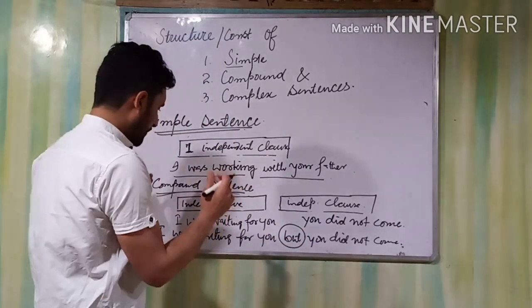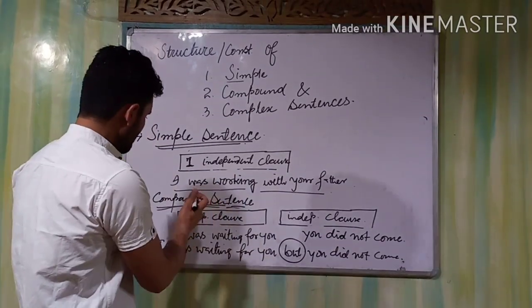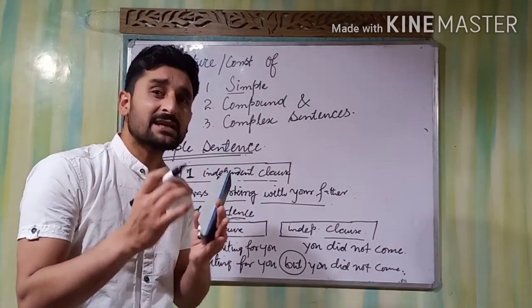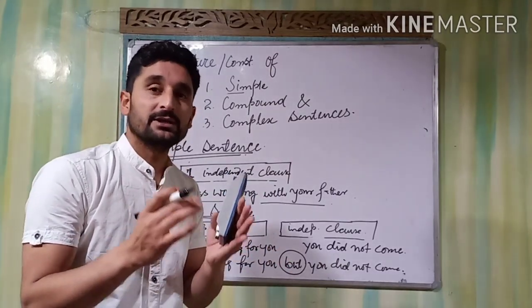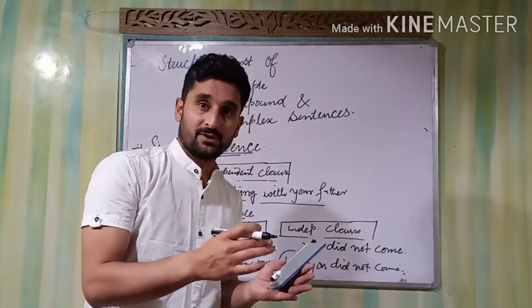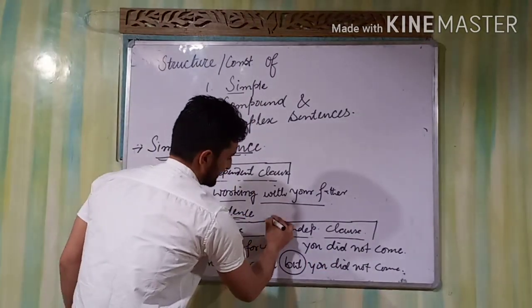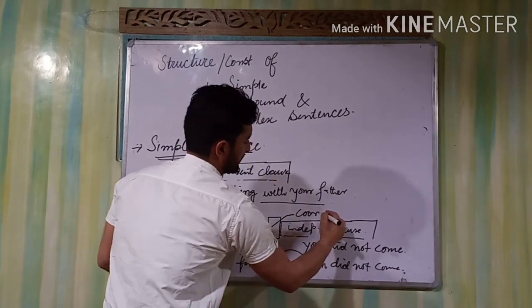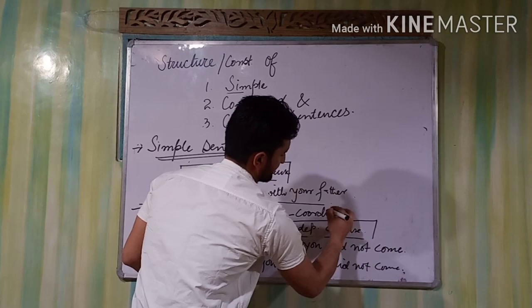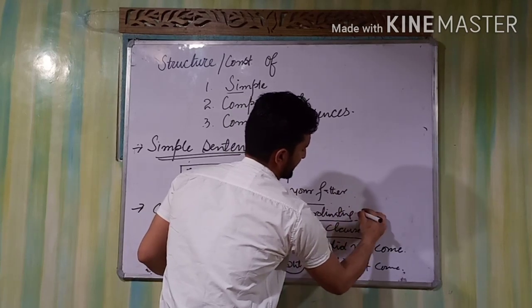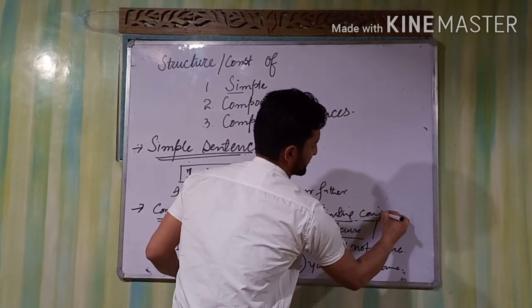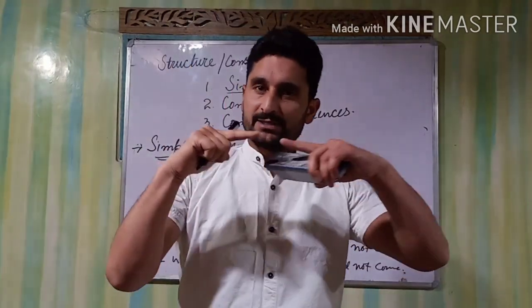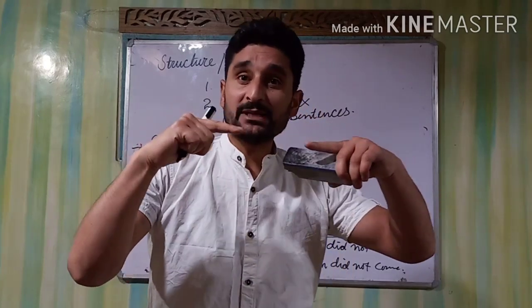All right. So what actually happens? This compound sentence contains two independent clauses joined by something, and that something is known as a conjunction. So this conjunction, in case of compound sentences, is called a coordinating conjunction. Two independent clauses, which means two simple sentences.